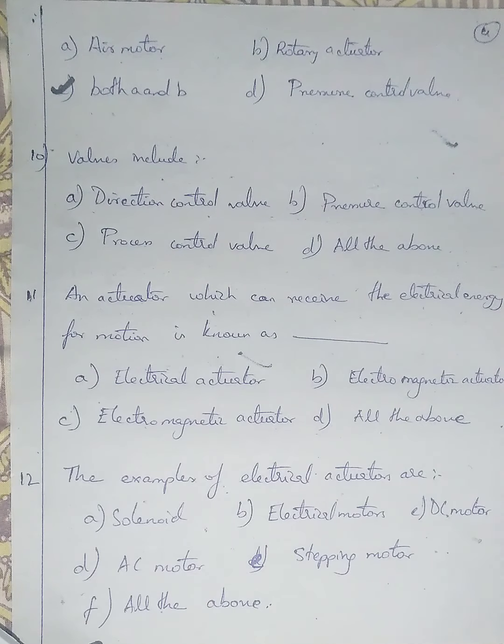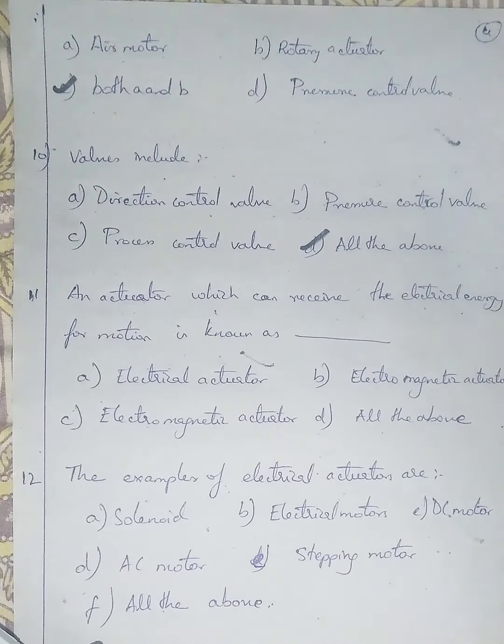In some machinery, we will be using pressure control valve and direction control valve for direction control in either of the circuits. And option C says process control valve, which controls the process. So I'm going with option D, all the above. We have three kinds of valves: direction control valve, pressure control valve, and process control valve.